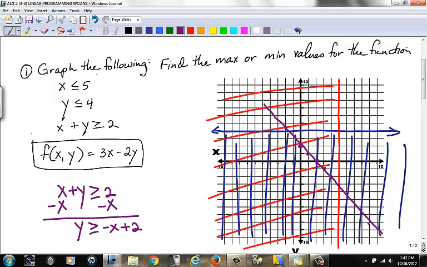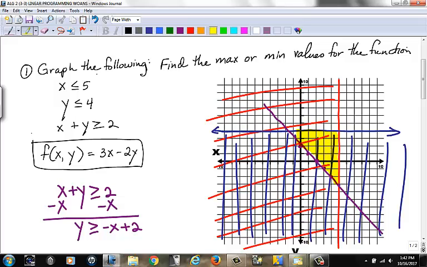And the overlap, can you see where the overlap is? Where would I shade? Let's see. You'd have 0 is greater than or equal to 2. No, that's false. So, do you see this would be the overlap right here? Looks like a triangle. Do you agree with that on your graph?